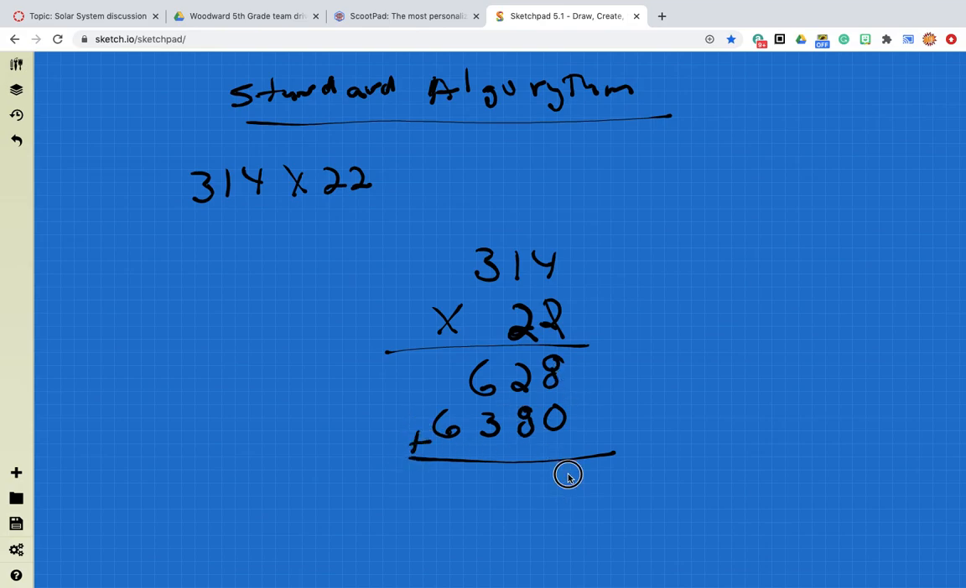Now I've got my 2 partial products. I'm going to go ahead and add them up, get my total product. 0 ones and 8 ones is 8 ones. 8 tens plus 2 tens is 10 tens, right? 6 hundreds plus 3 hundreds is 9 hundreds, plus 1 is 10 hundreds. And 6 thousands plus 1 thousand is 7,000. Almost said 6 for some reason, okay? So my answer by standard algorithm is 7,008.